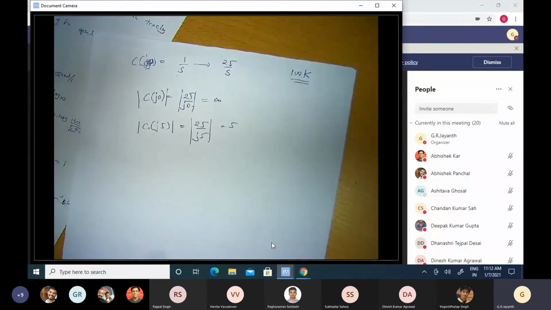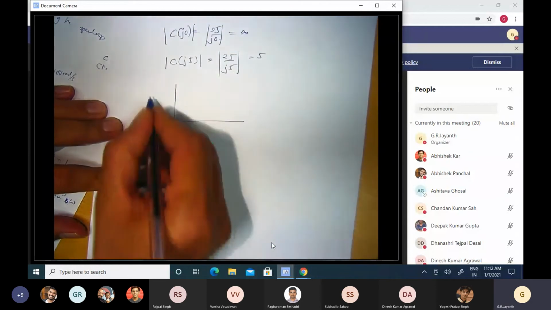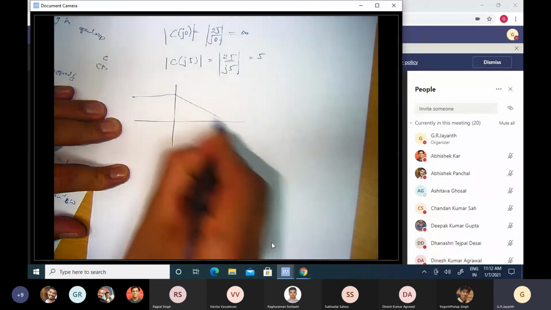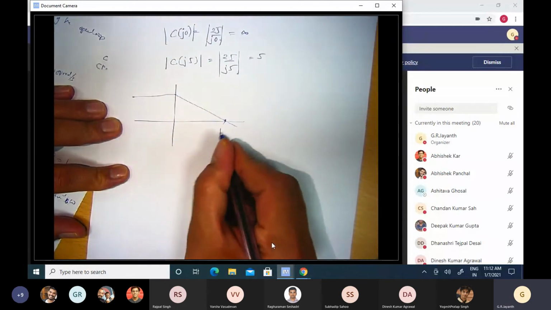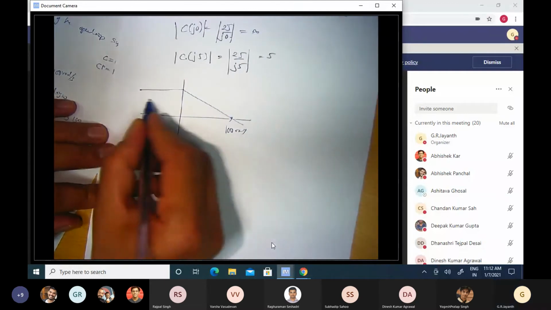So now that we have this controller, let us try to draw the Bode plot of the open loop system. We have the Bode plot of the plant, which was something like this. It crossed over at 100 radians per second. I'm going to draw the magnitude plot first.